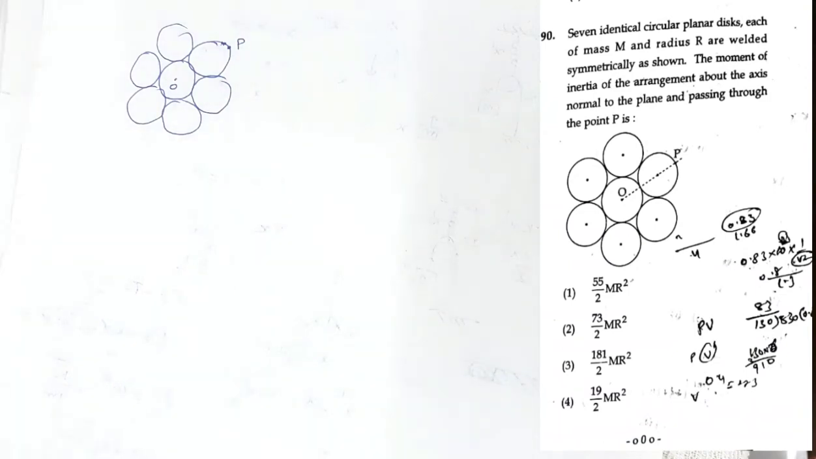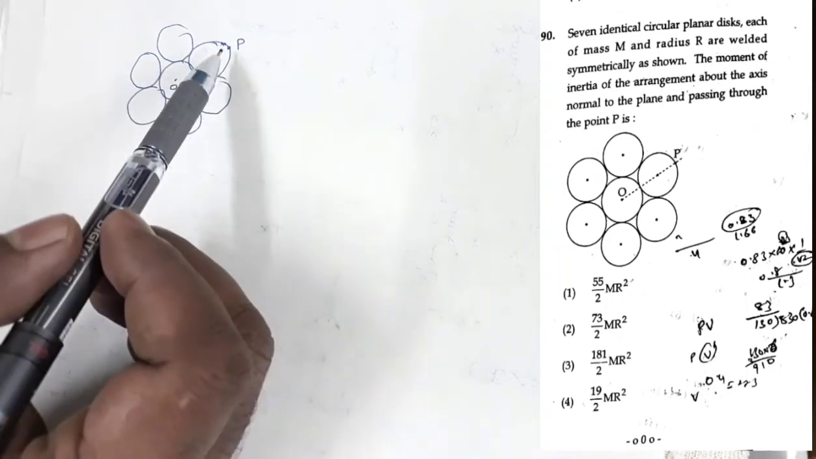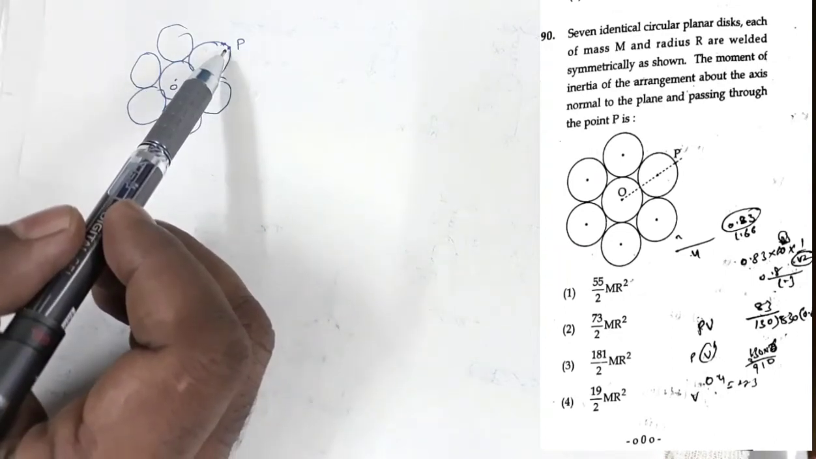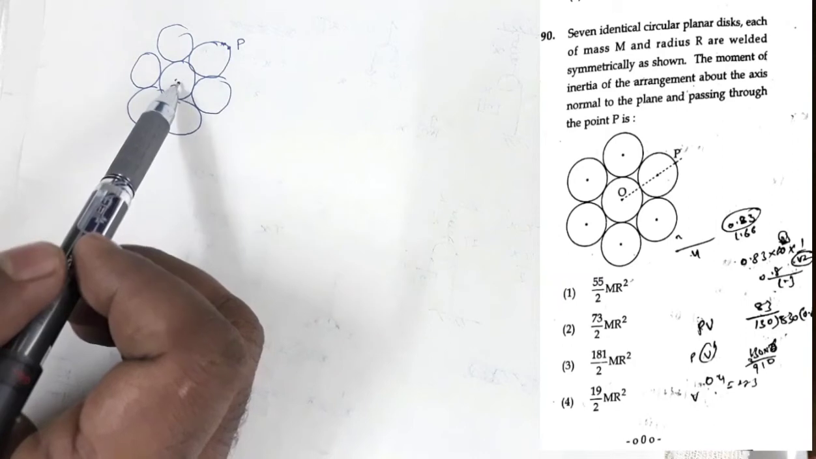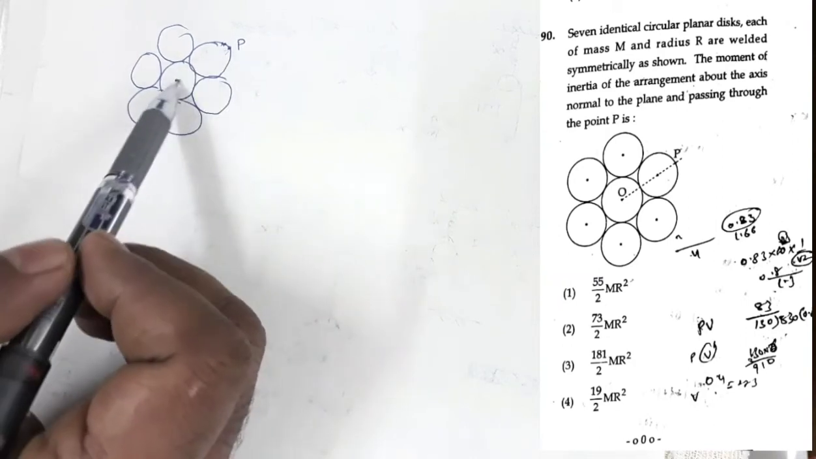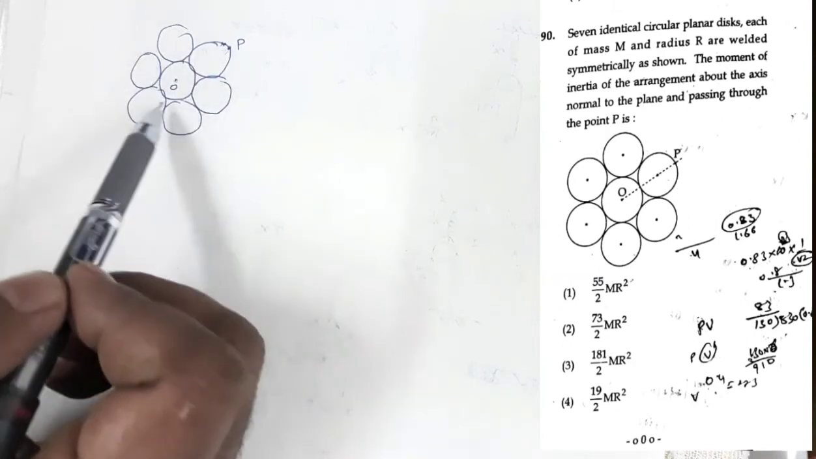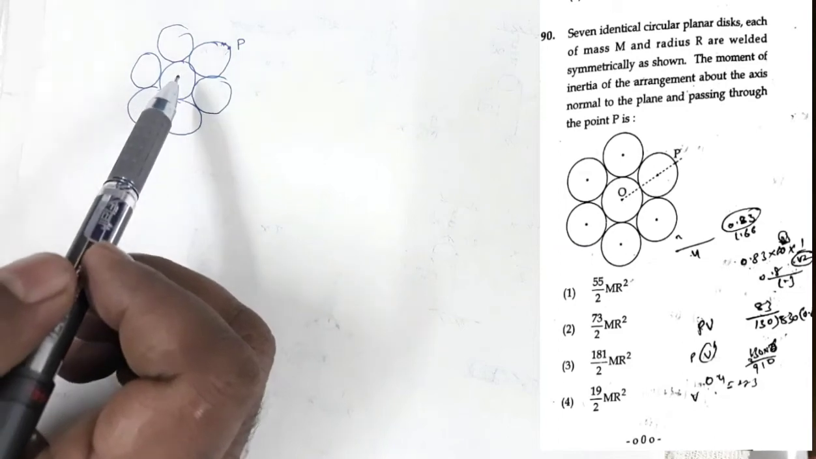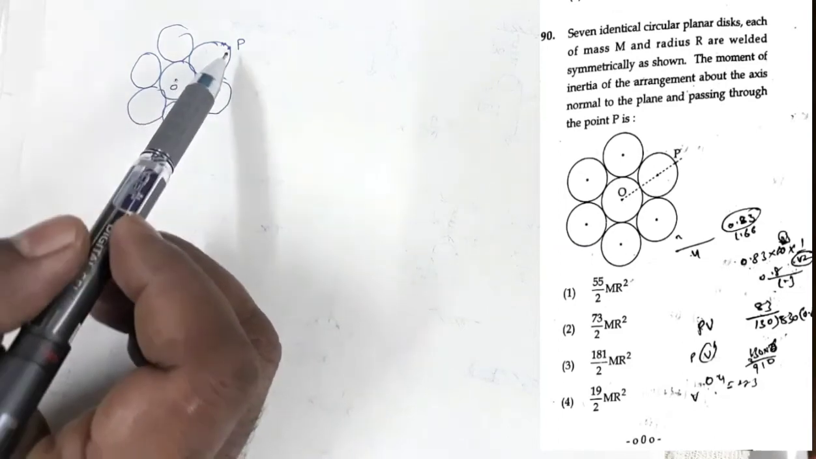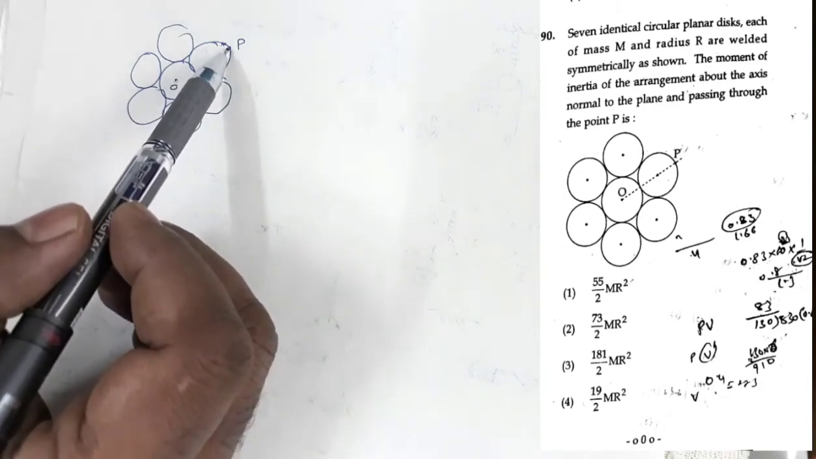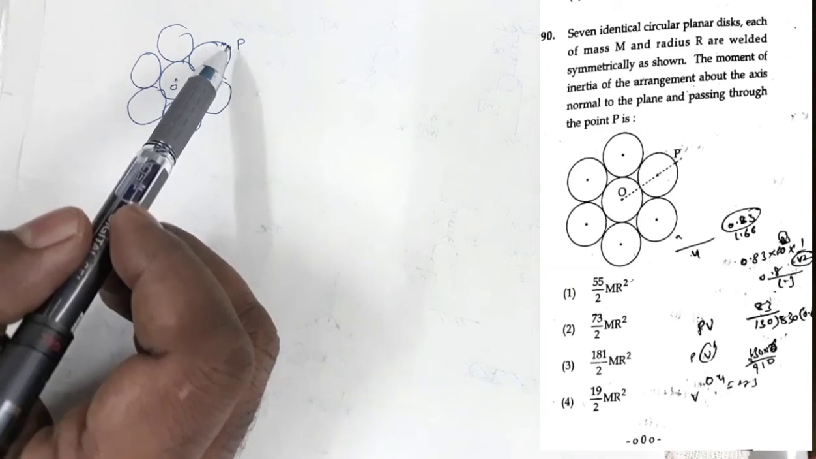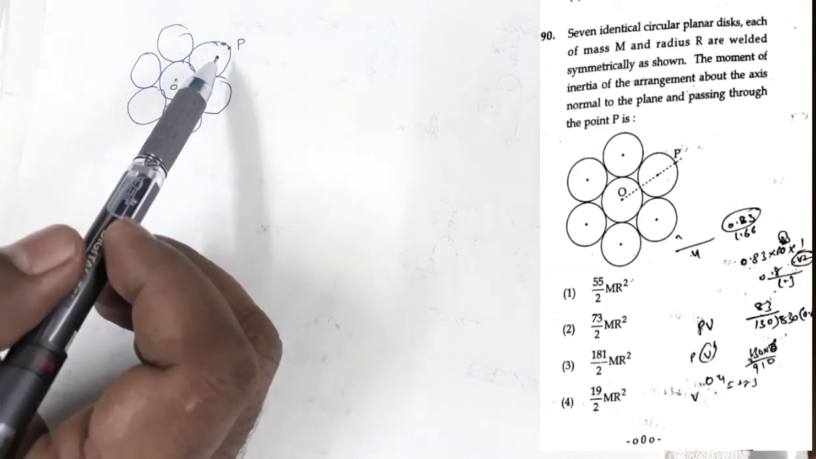So this is question number 90 of code C. You have an arrangement of 7 discs, each of mass m, radius r. You are asked to calculate the moment of inertia about the axis passing through point P, which is at a distance 3r from O. All these are discs of radius r. The axis is passing through this point and perpendicular to the plane of the paper.